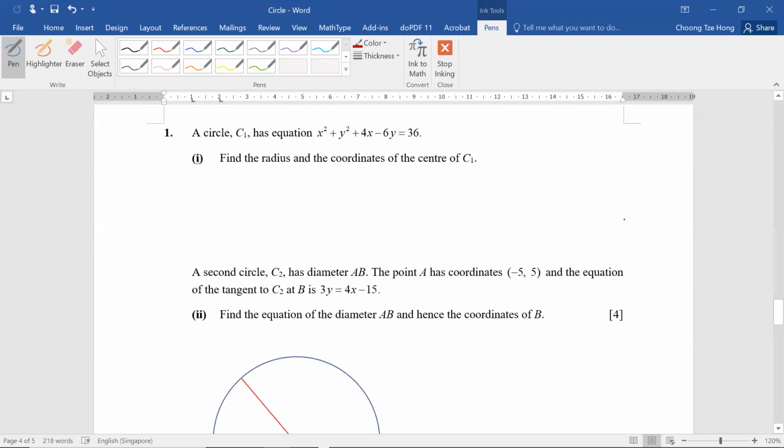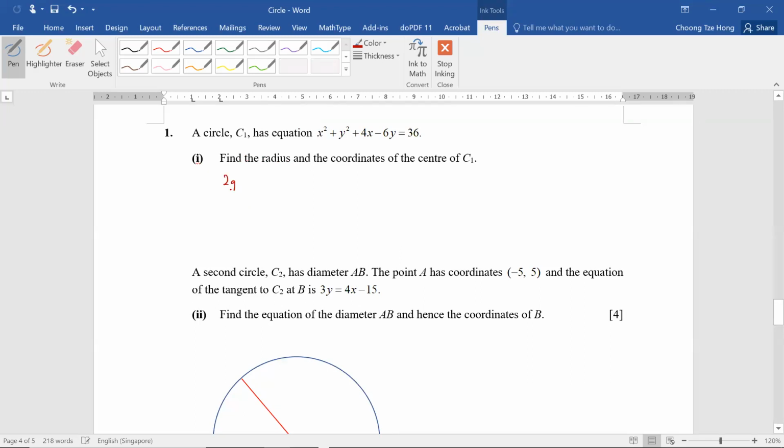Okay, so a circle C1 has the equation x squared plus y squared plus 4x minus 6y equals to 36. All right, so find the radius and the coordinates of the center of C1. So now we are given the equation of this circle in the general form. Okay, so in the general form, then I think we'll use the 2G2F method. It will be faster. Okay, so if you recall, 2G is the coefficient of x.